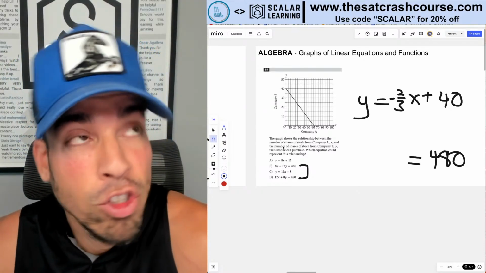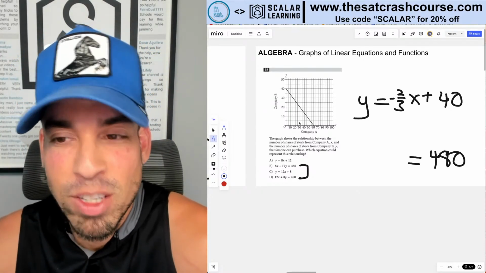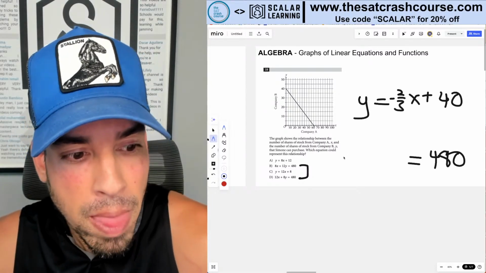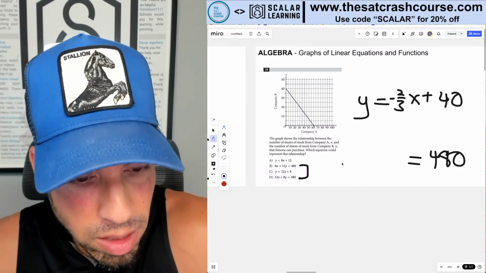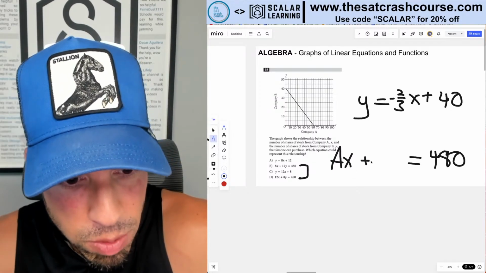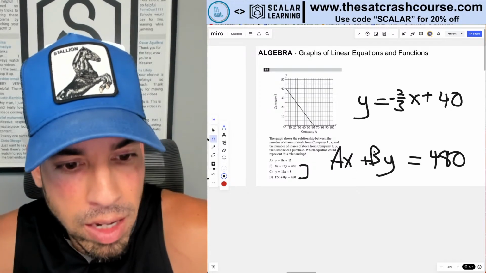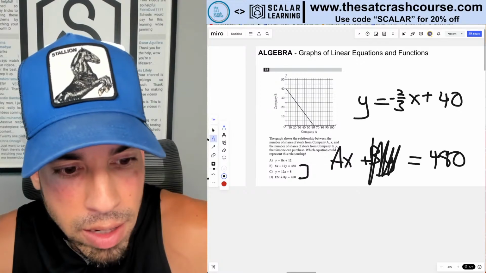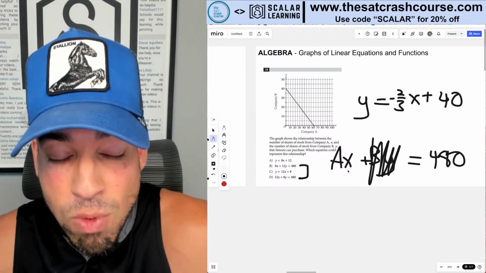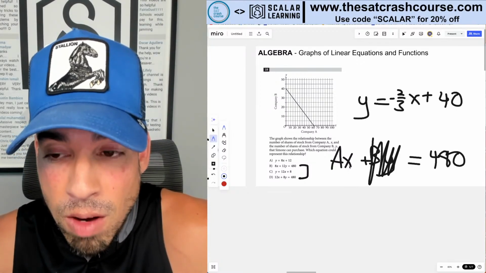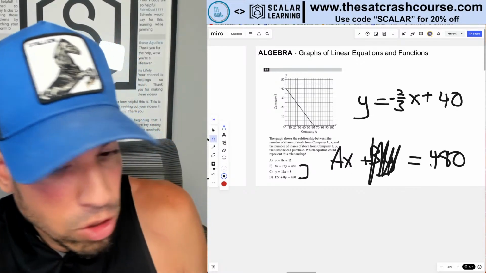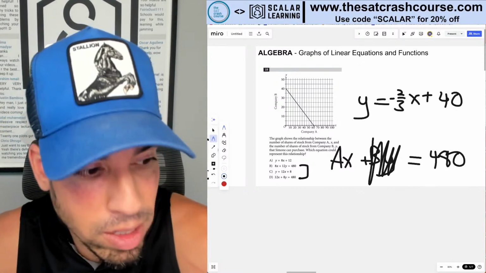I'm trying to do the reverse of the y-intercepts and the x-intercepts, if that makes sense, back into the standard form, because usually standard form is ax plus by. When you zero out y, you're plugging in the x-intercept for x, and you should get 480. So this can kind of tell you what your coefficient a is. I hope this makes sense.